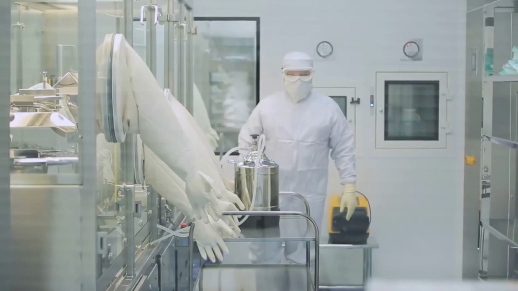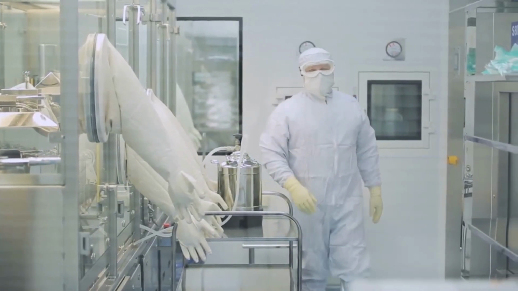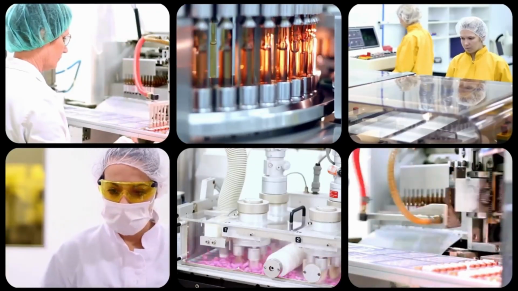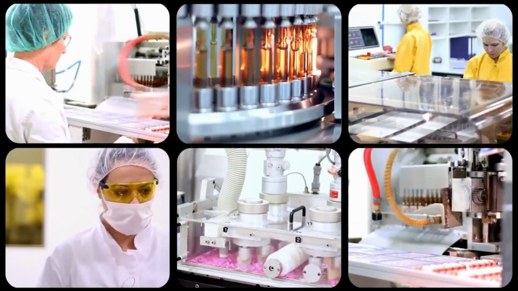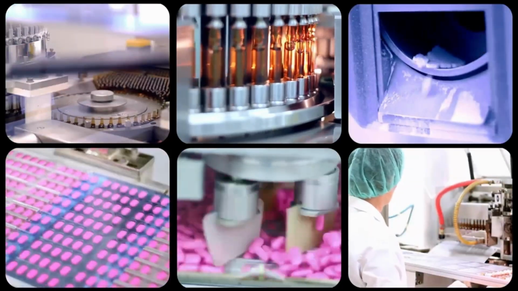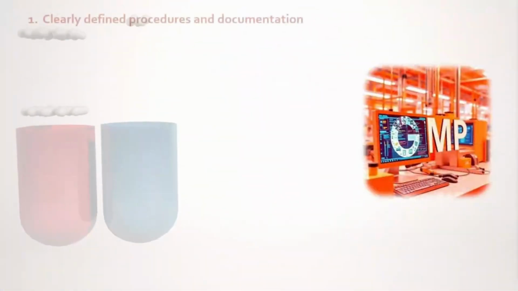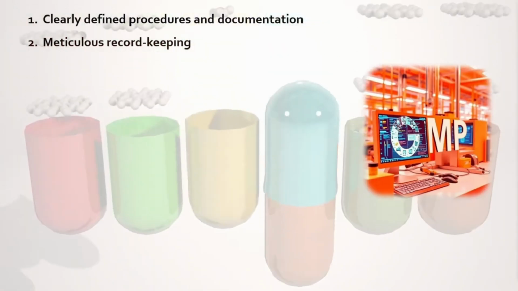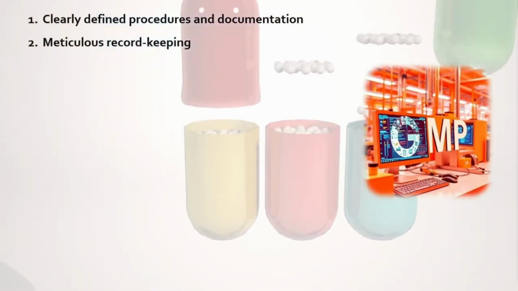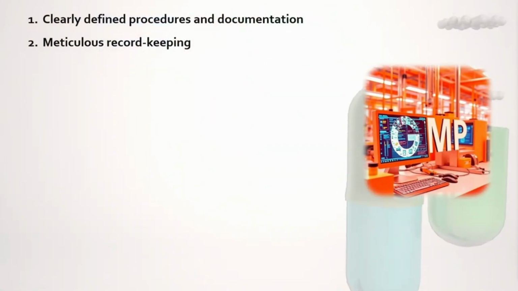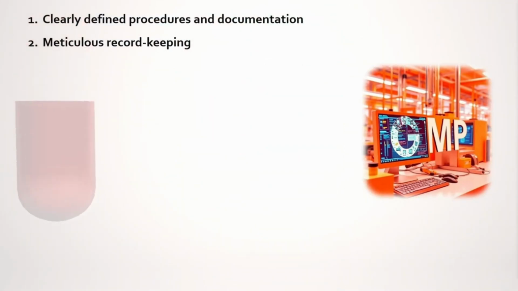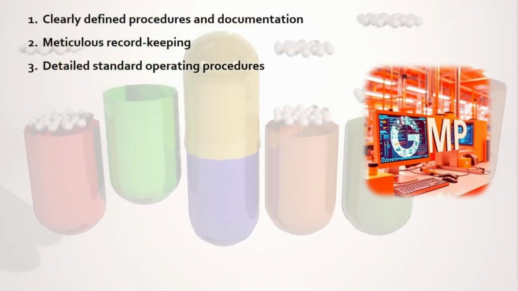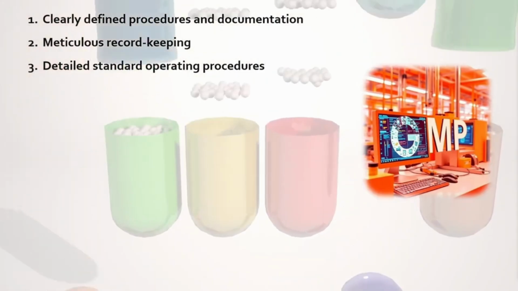GMP encompasses a wide range of activities within the pharmaceutical manufacturing process. These include, but are not limited to, quality control, quality assurance, sanitation, and hygiene. Clearly defined procedures and documentation are essential components of GMP, providing a traceable record of every step in the production process. This meticulous record-keeping allows for thorough investigations in case of any deviations or quality issues. Detailed standard operating procedures, or SOPs, ensure consistency and prevent errors.